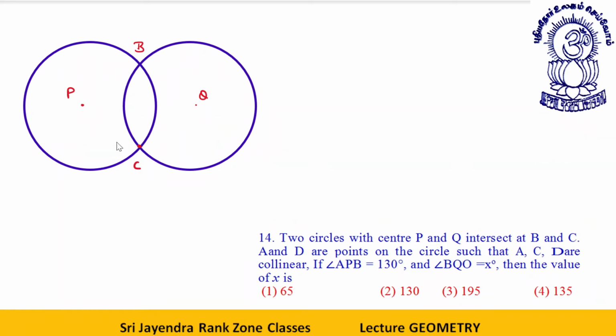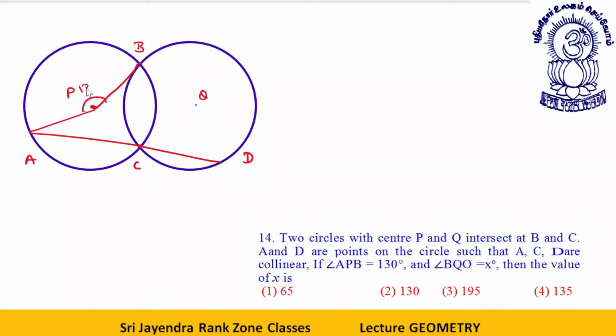Then A, C, D are collinear. Let's take points A, C, D. This is point A, this is point C, this is D. I drew a line because these are told to be collinear. Angle APB is equal to 130 degrees. Just for the sake, I assume the circle center to be here. This is the center.